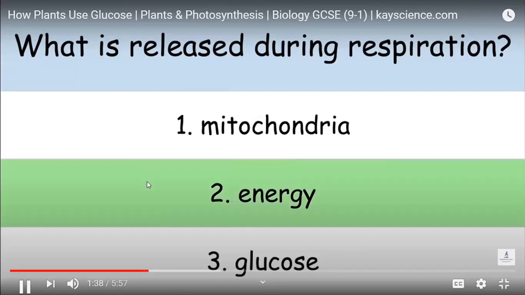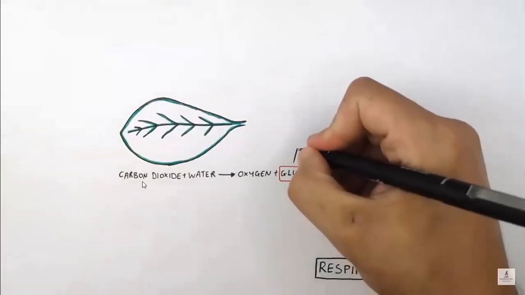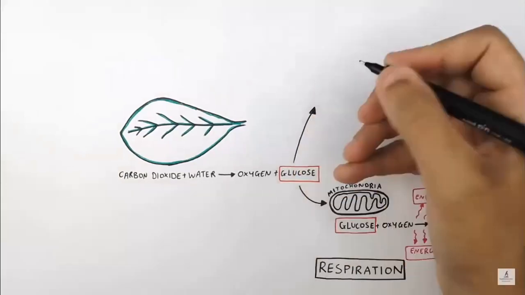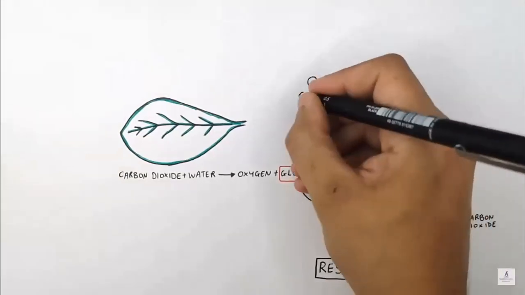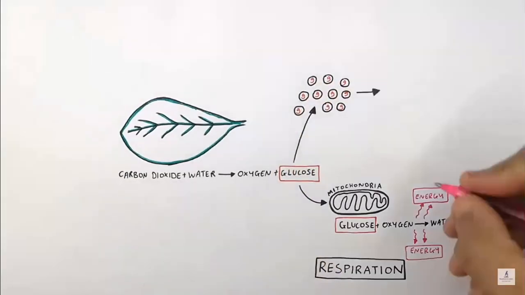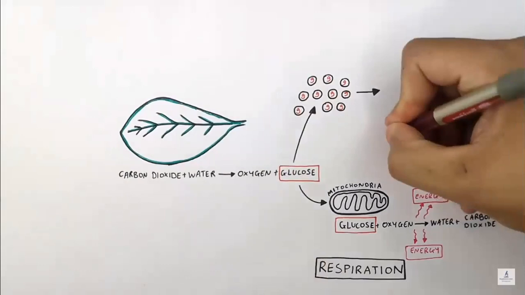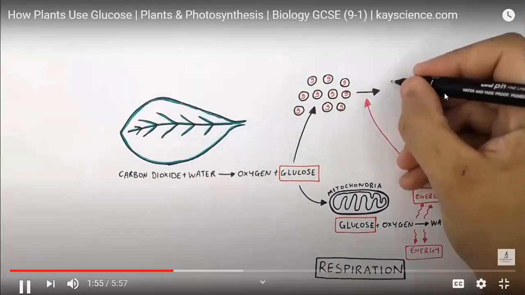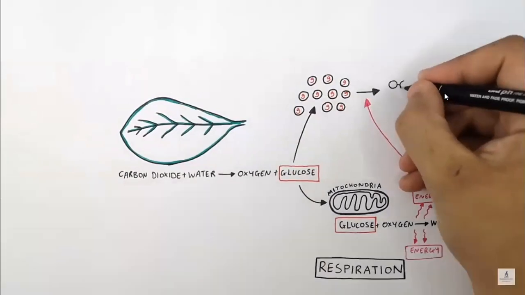Okay, this is the right answer. So let's now describe how glucose is used to form other substances in the plant. What I'm drawing here are glucose molecules. These are monomers of glucose. The energy that is released by the mitochondria during respiration is used to convert glucose into the polymer cellulose.